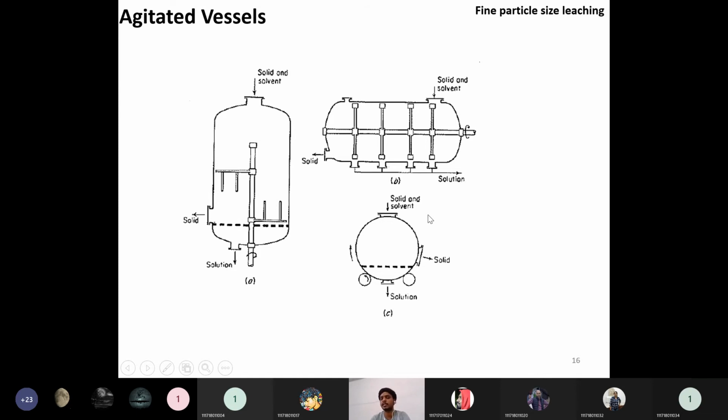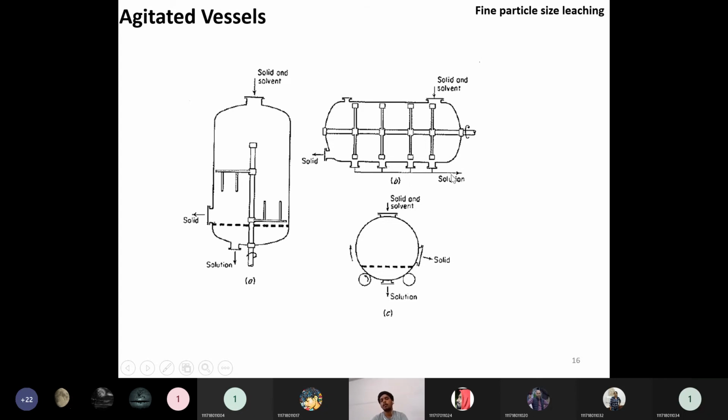In this one, no external agitator is there, only the whole sphere is revolving. This is the tumbling one. Due to the attrition between particle and particle, and between the vessel and the solid particles, size reduction also takes place, and at the same time the solute component in the solid solubilizes inside the solvent. Then the complete solution will be drained out from the bottom. So these three types of arrangements are possible.